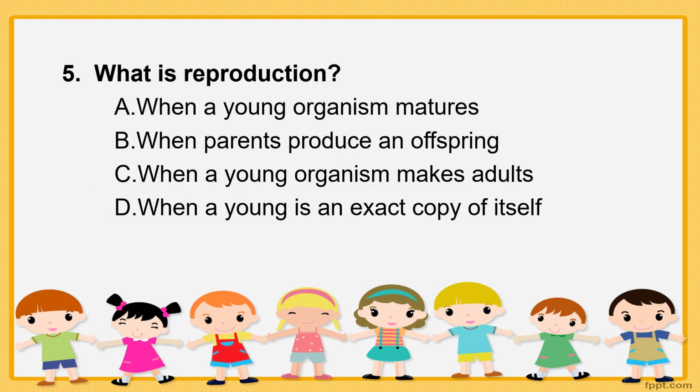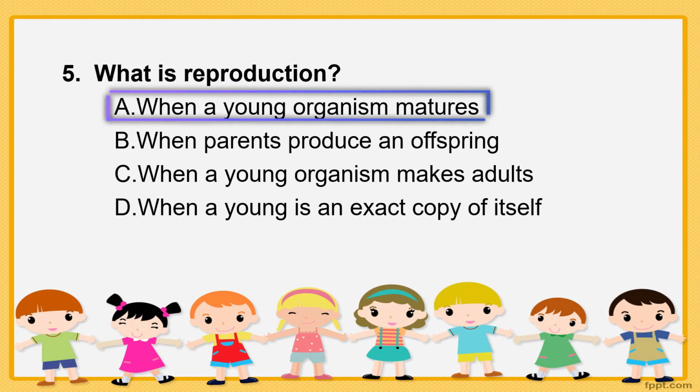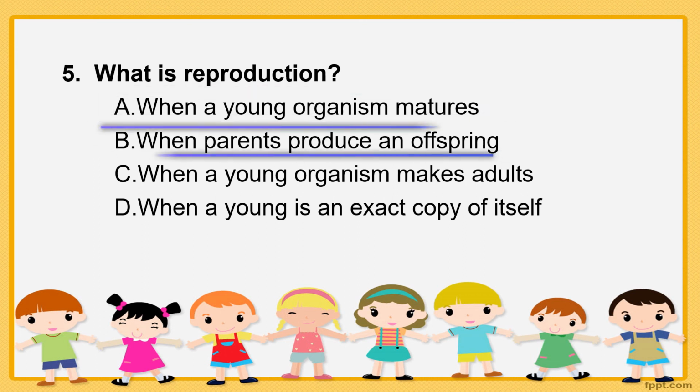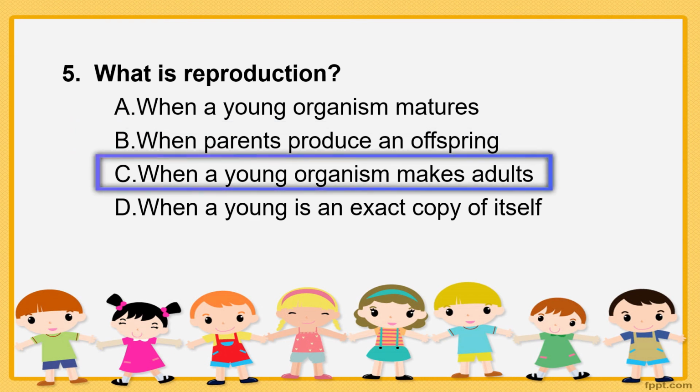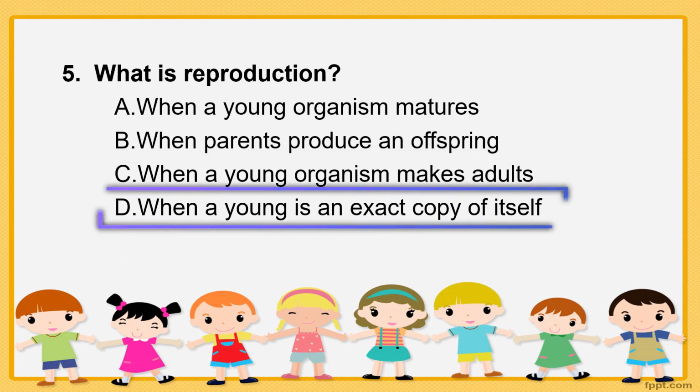Number 5. What is reproduction? A. When a young organism matures. B. When parents produce an offspring. C. When a young organism makes adults. D. When a young is an exact copy of itself.